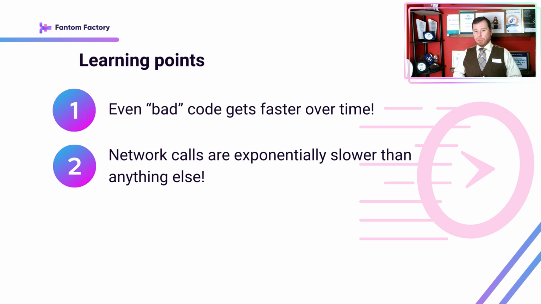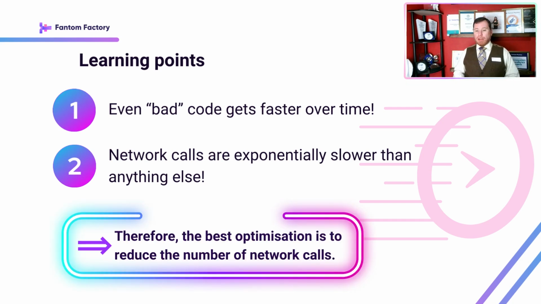So my takeaways from this is 1. Even bad unoptimized code gets faster over time. Thank you, Moore's Law. And 2, network calls are exponentially slower than anything else. So if I want to optimize my connector, the best way is to reduce the number of network calls.